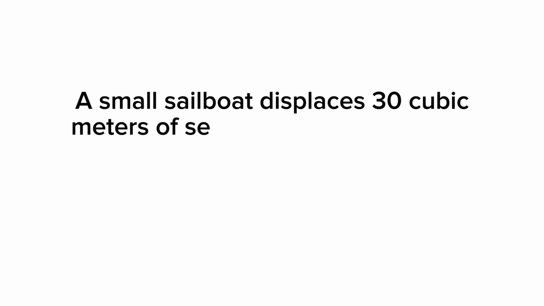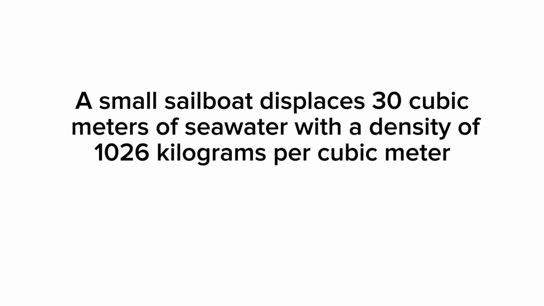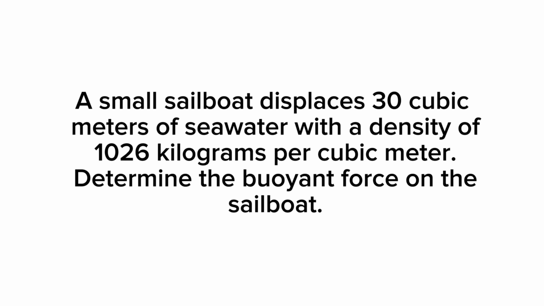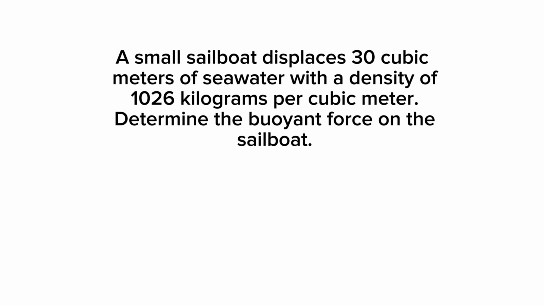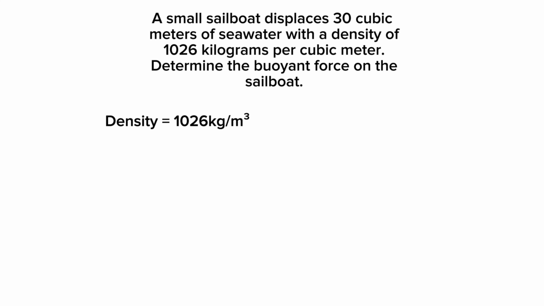Here's one of the example. A small sailboat displaces 30 cubic meters of seawater with a density of 1026 kg per cubic meter. Determine the buoyant force on the sailboat. Step 1. Identify the density of the fluid. Step 2. Determine the volume of fluid being displaced by the object. Step 3. Plug the answer from steps 1 and 2 into the equation. Buoyant force is equal to the density of the fluid times the volume of the object times gravity. So it will be buoyant force equals 1026 times 30 times 9.8.